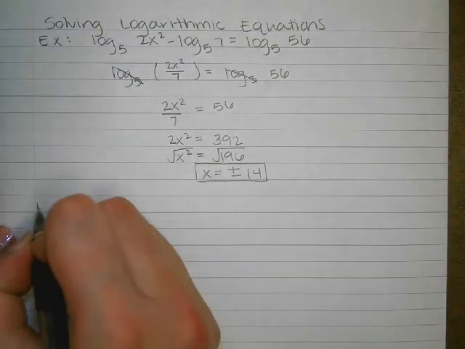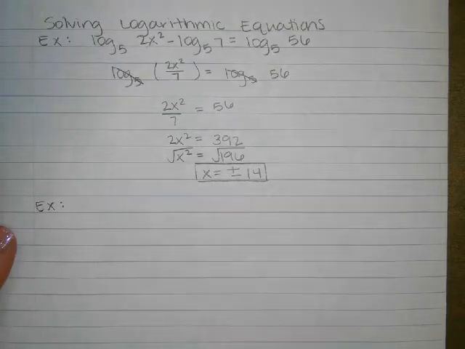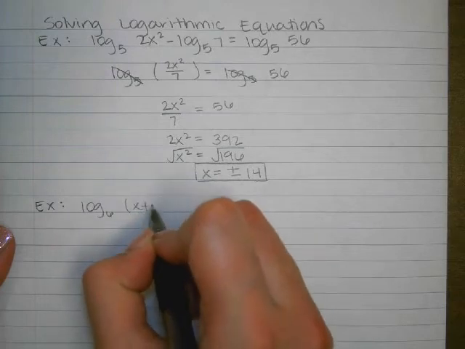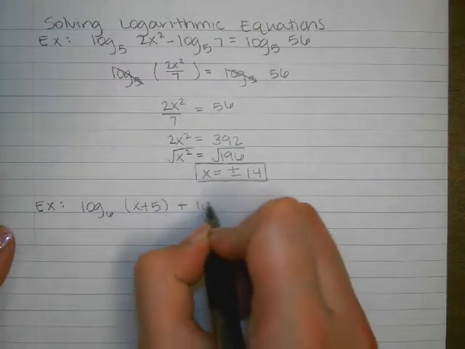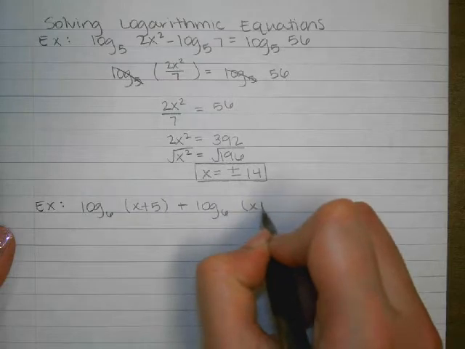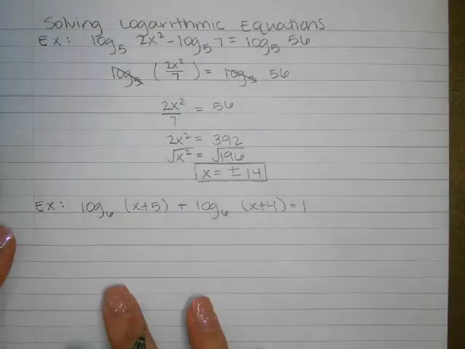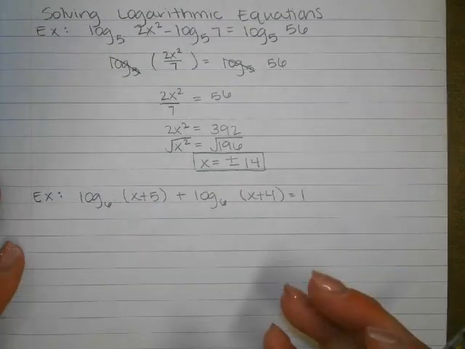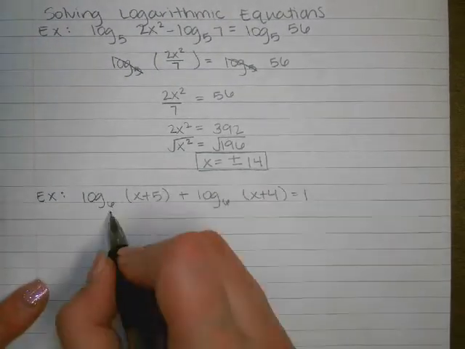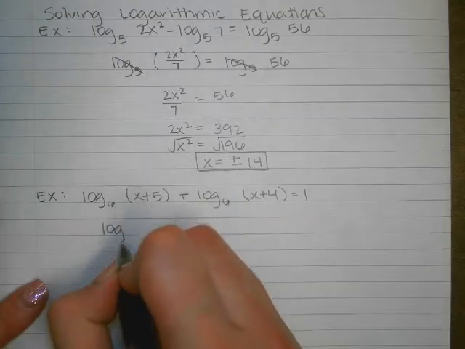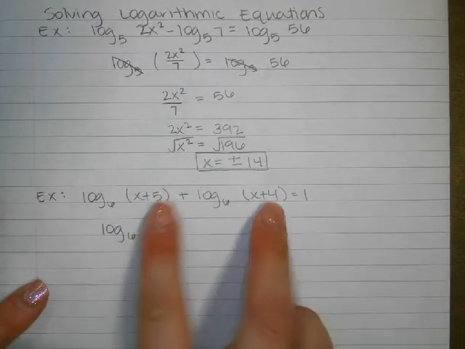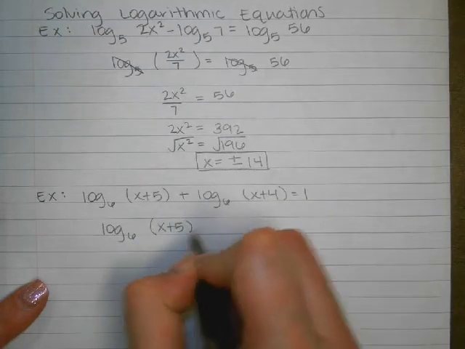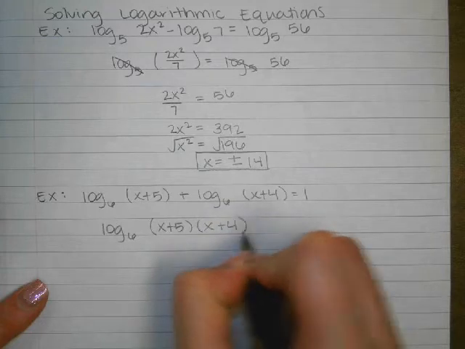All right, let's do another example. Log base 6 of x plus 5 plus log base 6 of x plus 4 equals 1. All right, so again, we start off using our properties of logs so that we can have only one log per side. So I know that I'm going to write log base 6 once, and I know that the plus means that these two things are multiplied together. So I have x plus 5 and x plus 4.